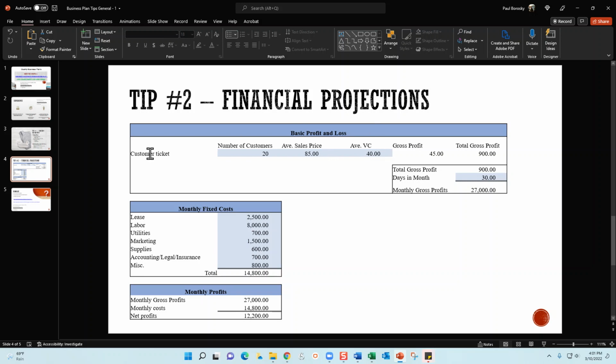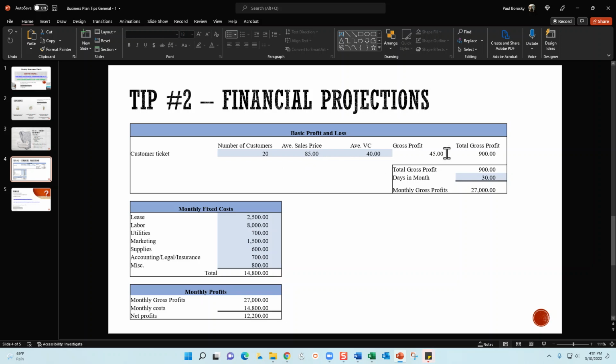And the way that I construct my revenues is I base it off of customer ticket. So how many customers we're going to be getting in the door. For this example, it's going to be 20. What is the average sales price? $85 for this example. And then our variable cost for this example is $40. So if we sell $85 worth of product, we expect our variable cost to be $40.